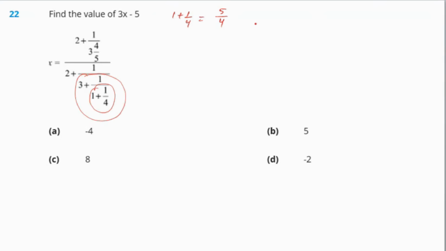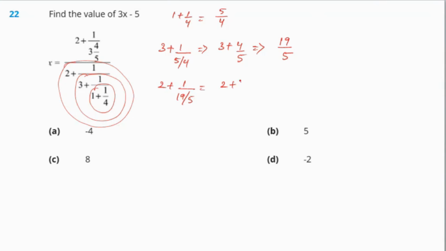So this is 3 plus 1 by 5 by 4, which means we are doing the reciprocal of 5 by 4. So when we are doing the reciprocal of 5 by 4, we are getting 3 plus 4 by 5. When we are solving it, we are getting 19 by 5. Now we need to solve this. So it becomes 2 plus 1 by 19 by 5. So we will be getting 2 plus 5 by 19. And when we are going to solve it, we are getting 38 plus 5, that gives us 42.